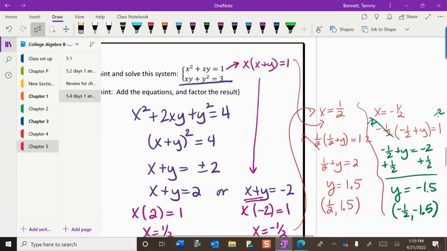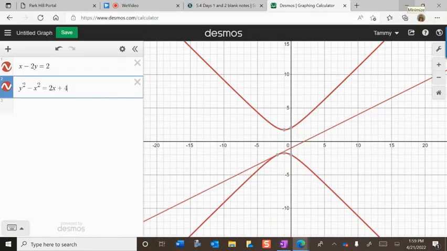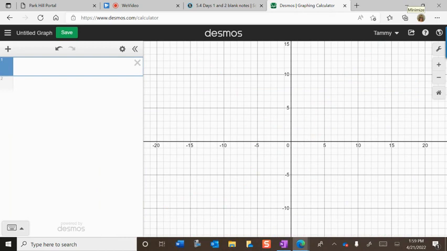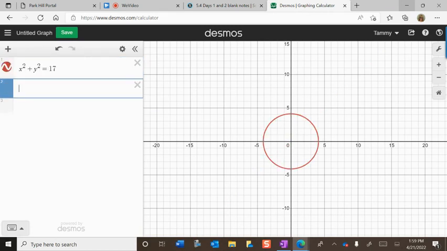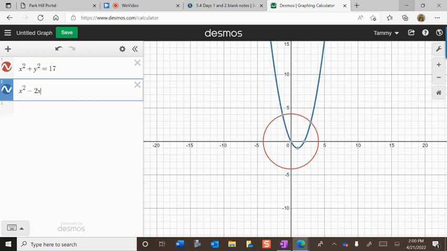All right, let's see if those check. Okay, the first equation is x squared plus y squared equals 17, circle. And then x squared minus 2x plus y squared equals 13. All right, so let's look at those. So I have an answer, a solution at 2 and 3.606. Did I write something in wrong?